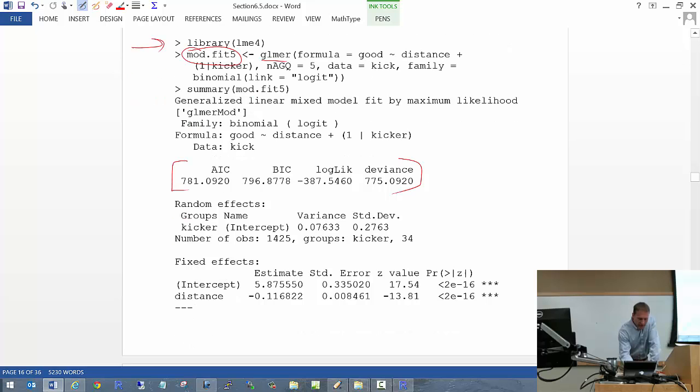Then we have a table called random effects. We have kicker. Notice (Intercept) tells us we only estimated that b0. So this right here, the 0.0763, is sigma hat squared b0. Next to it, we have something that says standard deviation. Well, that's just the square root of that.